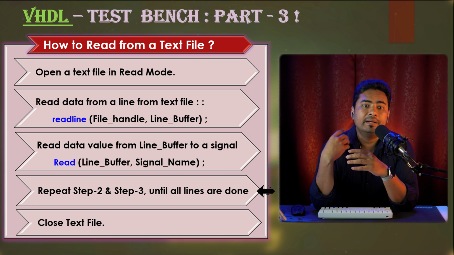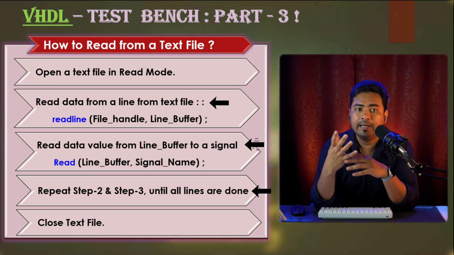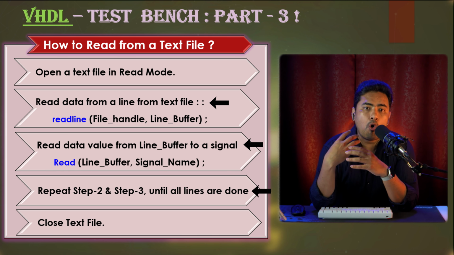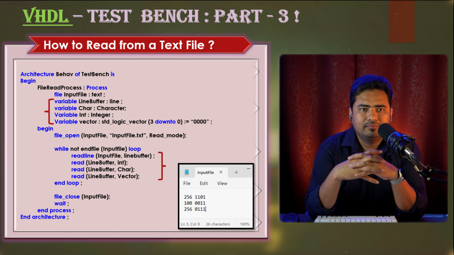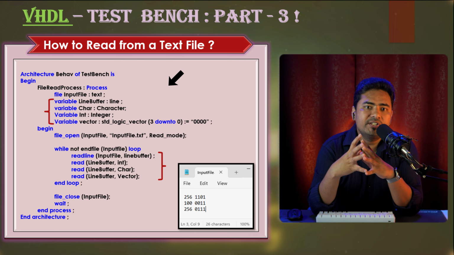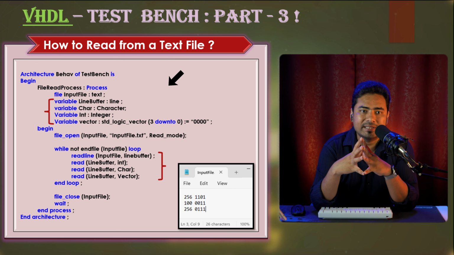And now we repeat step 2 and step 3 until we read all the lines from our text file. And finally, we close our text file. So this is step 4. This is a simple VHDL code for this reading process.